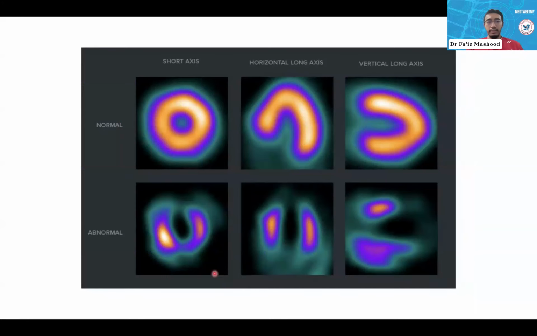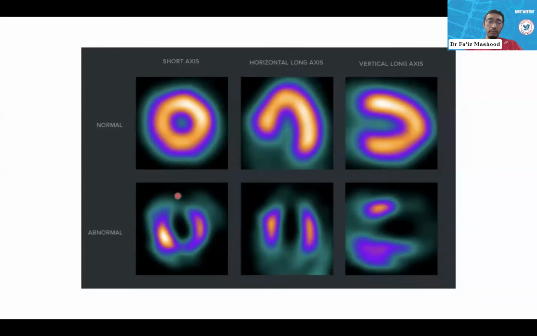So the upper part here is the normal image of SPECT. So normal image means normal uptake, which is equivalent to normal myocardium, all right? So you can see in the short axis, this is the image example of a normal uptake. For horizontal long axis and vertical long axis, this is an example of normal uptake as well.